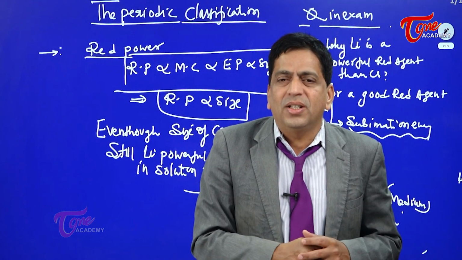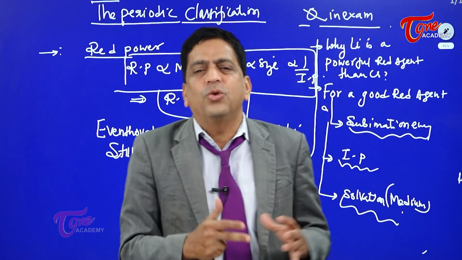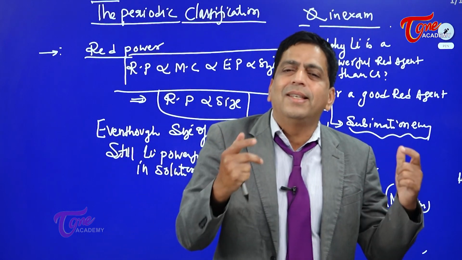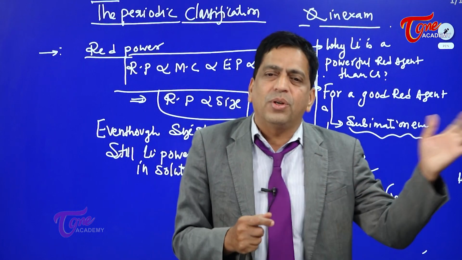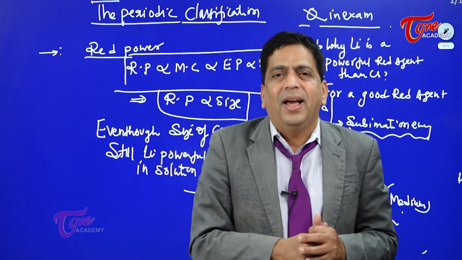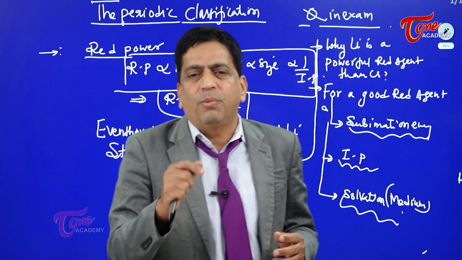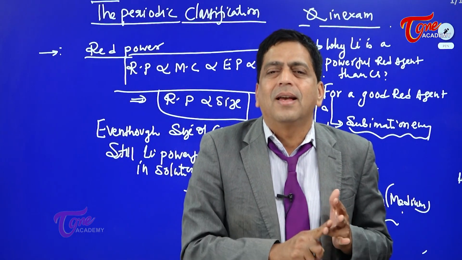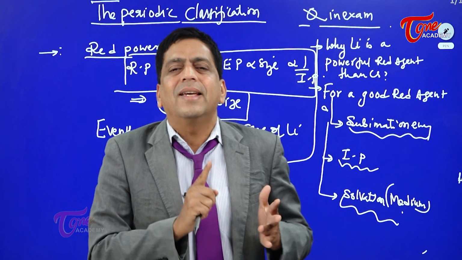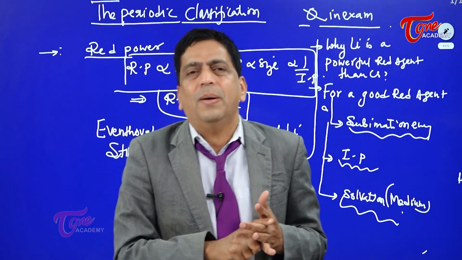Why sublimation energies? Because a good reducing agent is one where you can easily remove the electrons with less energy. That energy is referred to as ionization potential. And what is ionization potential? You are supposed to remove the electrons from neutral gaseous atoms. Neutral gaseous atoms, you must understand.